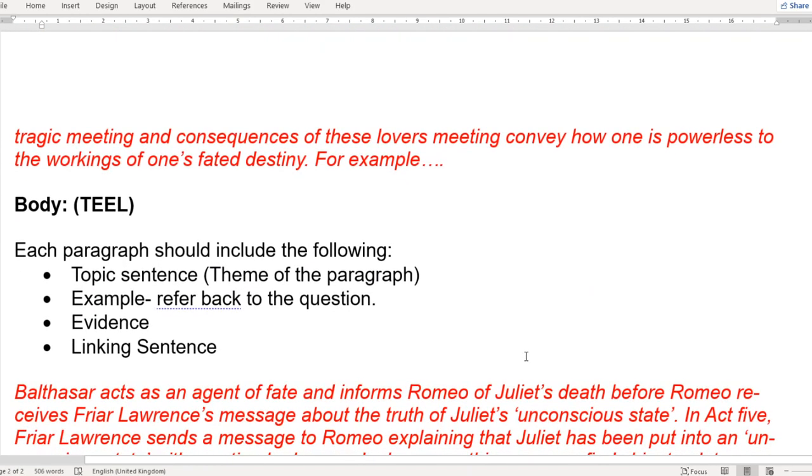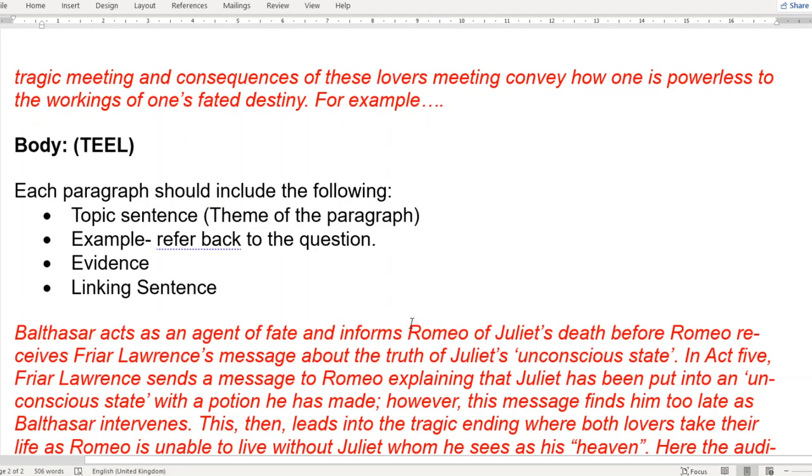For a body paragraph, I used TEEL, and that's each paragraph should follow the topic. It should have a topic sentence, an example, evidence, and a link-in sentence. Now, a topic sentence is the theme of the paragraph. Each paragraph should have its own theme. Okay, you can't be talking about two things in the same paragraph.